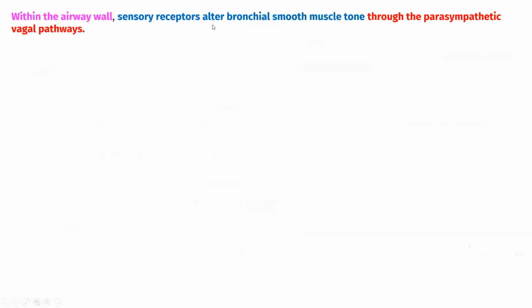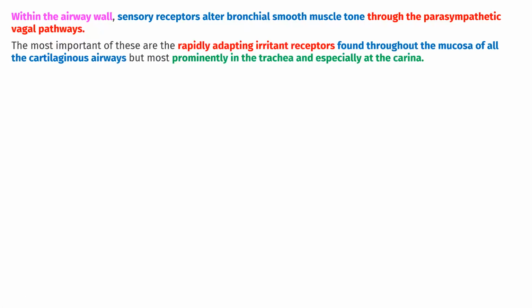And there are sensory receptors which alter the bronchial smooth muscle tone. On the bronchial smooth muscle, you have the sensory receptors, and the parasympathetic vagal pathways are also situated there. There are receptors called irritant receptors which are found throughout the cartilaginous airway, also prominently in the trachea and especially at the carina level. And this is the one which is responsible for producing the cough.